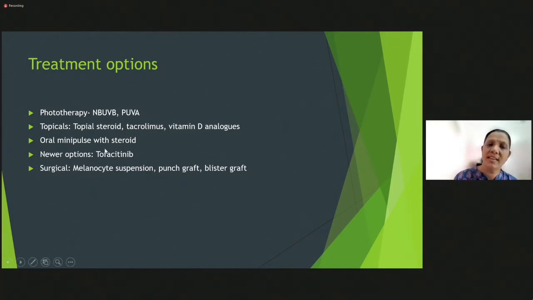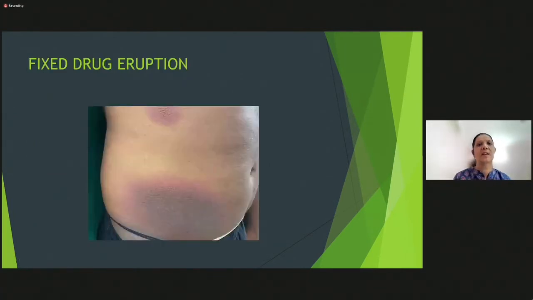Newer options that are coming is tofacitinib. Regarding the surgical therapy, which I told you is best for the segmental vitiligo, and also can be used for focal vitiligo, which is not responding to any topical therapy, which you have tried for more than 3 months. So in that case, punch grafting, blister grafting, and now melanocyte suspension, that can be done. Usually, obviously, dermatologists only will give this.